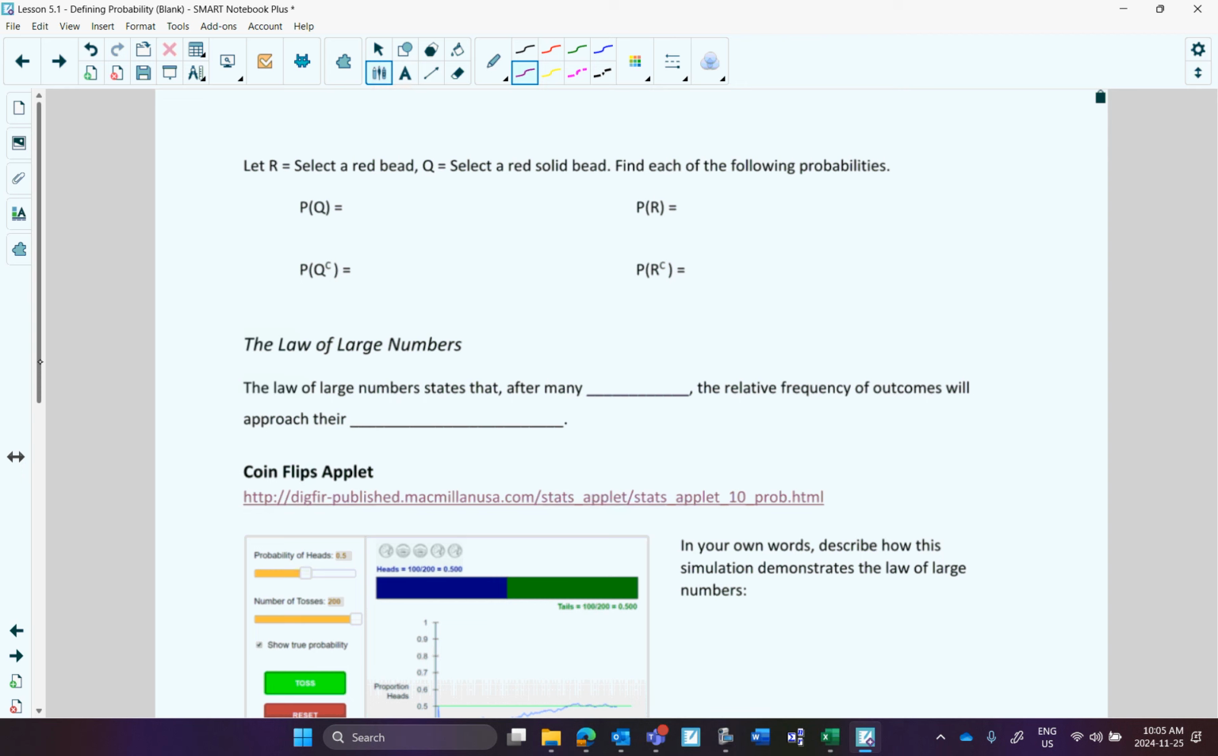A couple more questions related to the previous example, which is a valid probability model. R is select a red bead, Q is select a red solid bead. What is the probability of a red solid bead? 8 out of 20. Be careful with this one. What's the probability of selecting a red bead? It doesn't say whether it's solid or clear. It would be 14 out of 20.